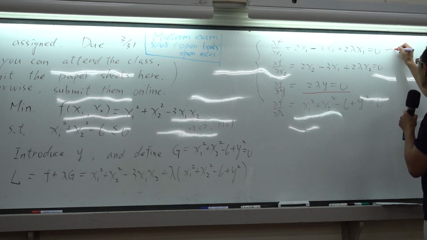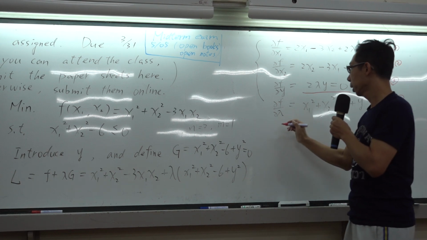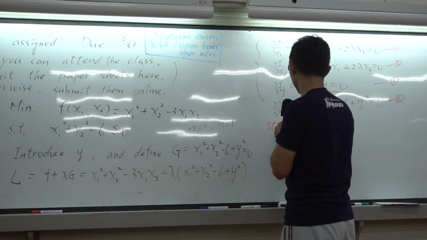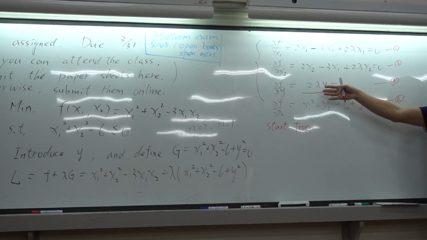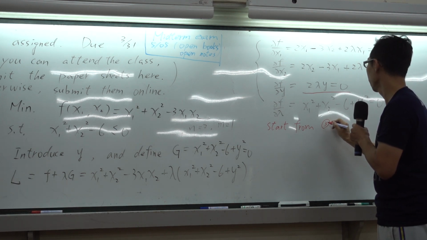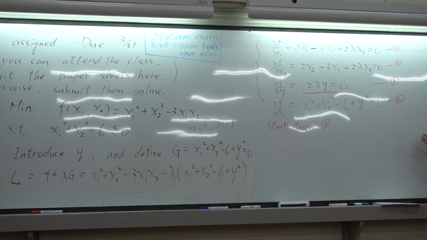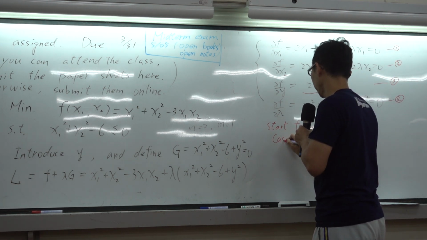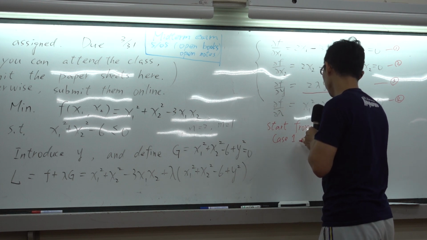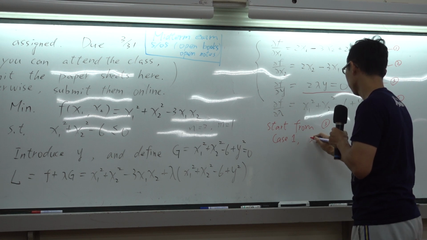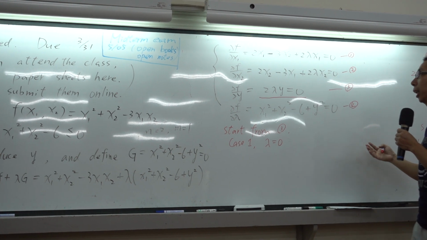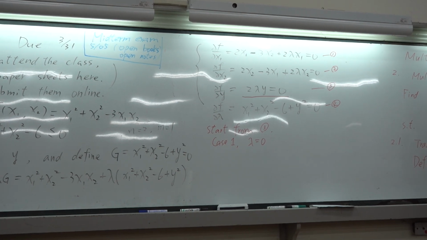So let's say this is 1, 2, 3, and 4. Usually it's better to start from equation 3, this kind of something times another: lambda times y equals 0. Start from 3, and from here we know there might be two cases. Case 1 is that lambda equals 0. And of course case 2, y equals 0.